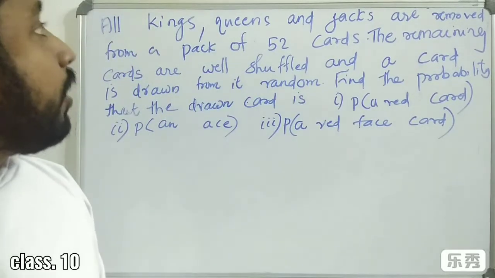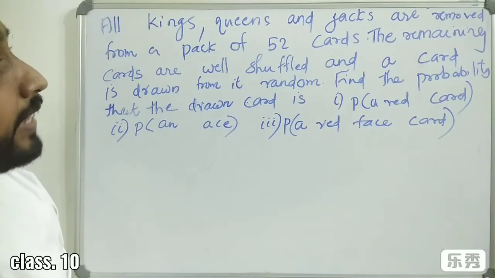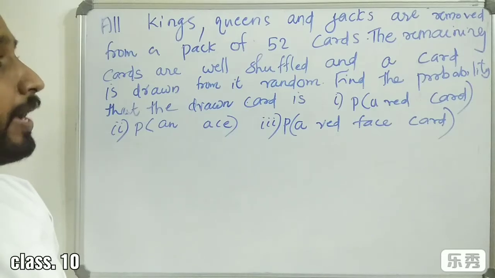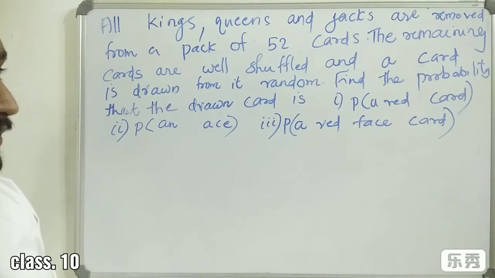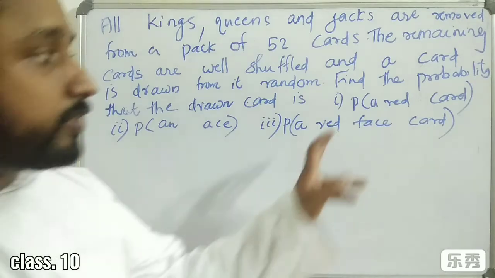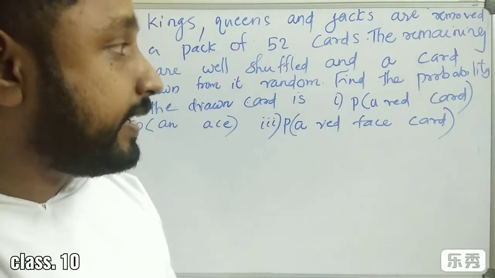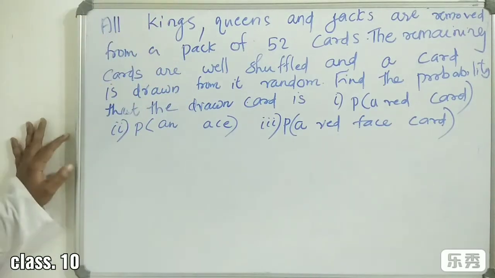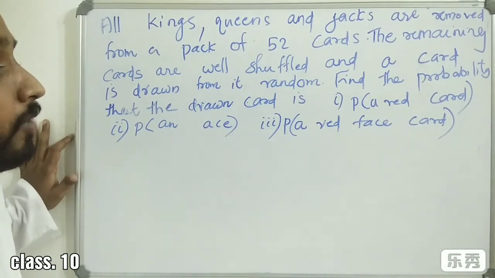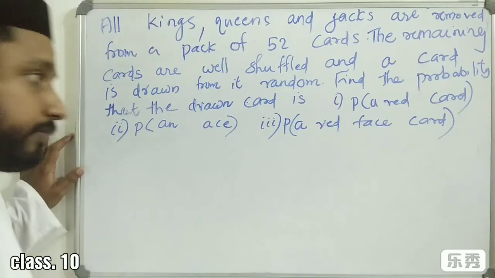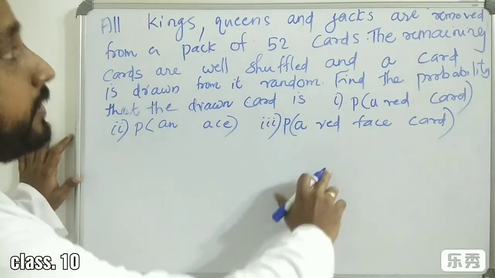Another question. All kings, queens and jacks are removed from a pack of 52 cards. The remaining cards are well shuffled and a card is drawn at random. Find the probability that the drawn card is: first question, probability of a red card. Second one, probability of an ace. Third one, probability of a red face card. 3 questions we have to complete.